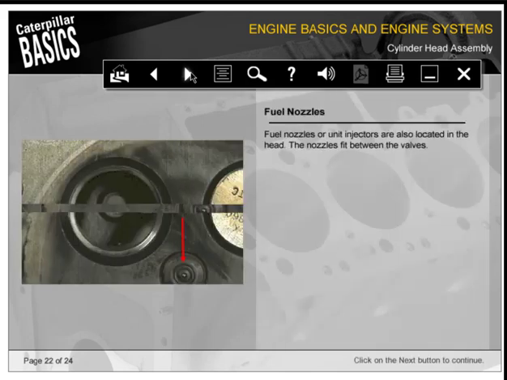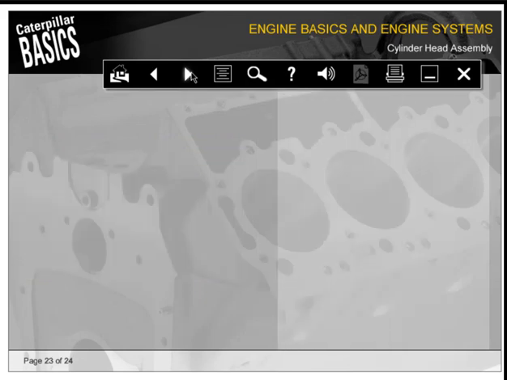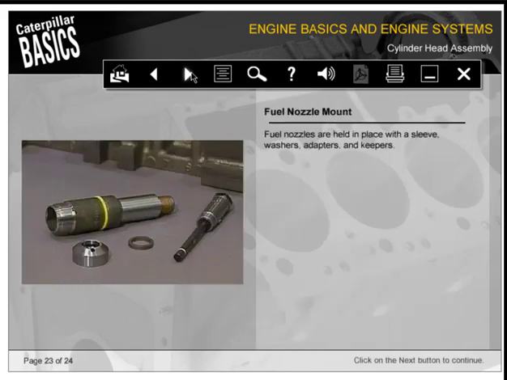Fuel nozzles or unit injectors are also located in the head. The nozzles fit between the valves. Fuel nozzles are held in place with a sleeve, washers, adapters, and keepers.